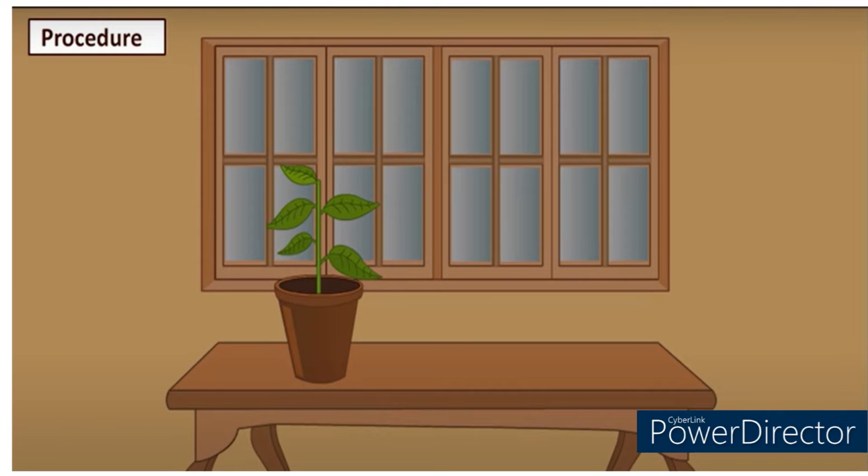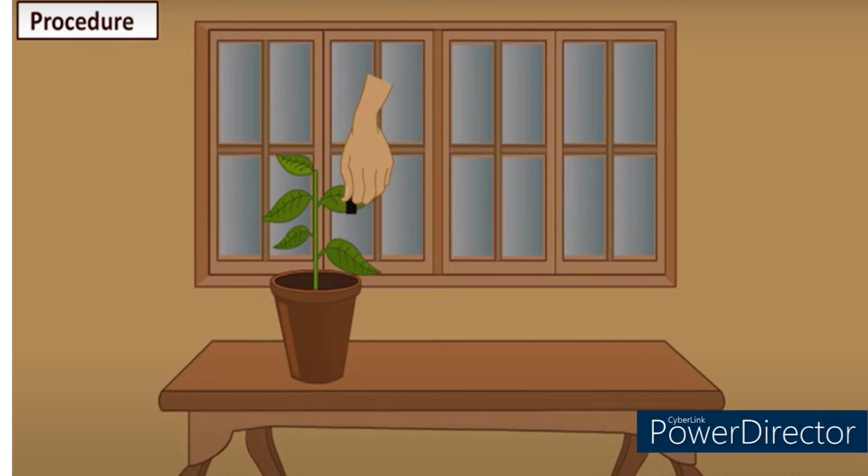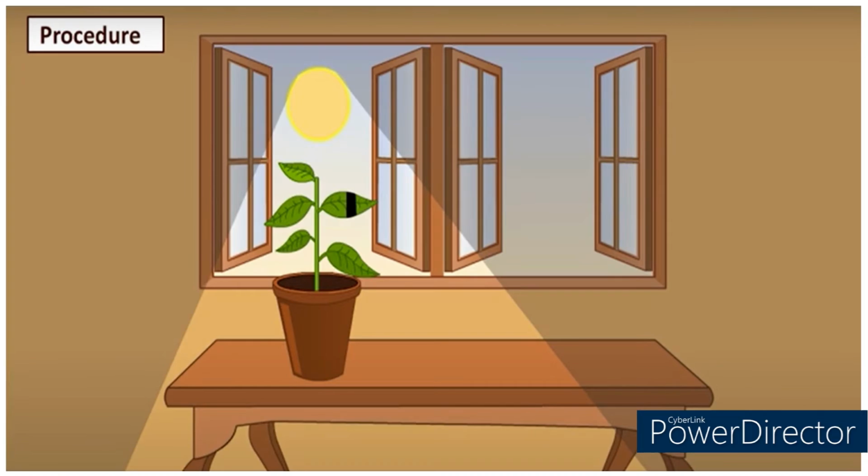Procedure: take a potted plant, keep the plant in a dark room for 3 days so that all the starch gets used up. Now, select a leaf of the plant and cover a part of it from both the sides with a strip of a black paper. Now, place this plant in sunlight for a few hours.